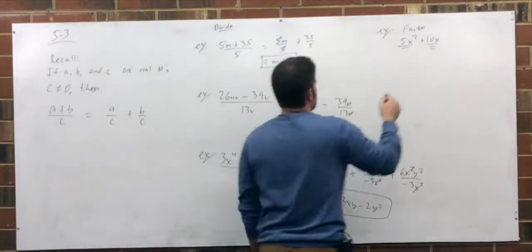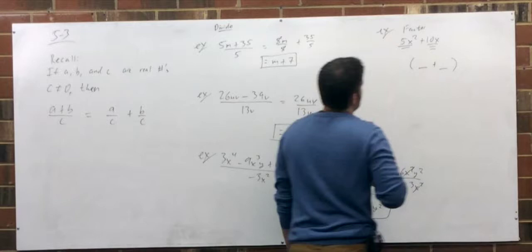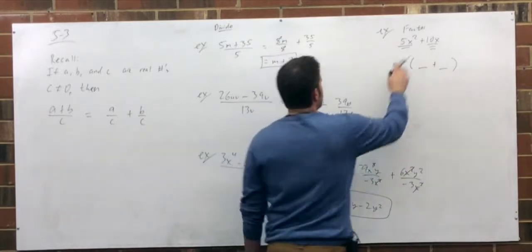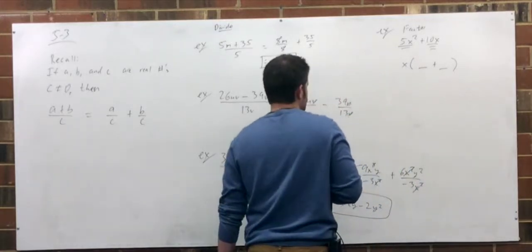So let's start with the variables first. And what we'll say is, what can we pull out of these variables? Well, we've got an x squared here and an x. So the biggest thing we can pull out is an x.